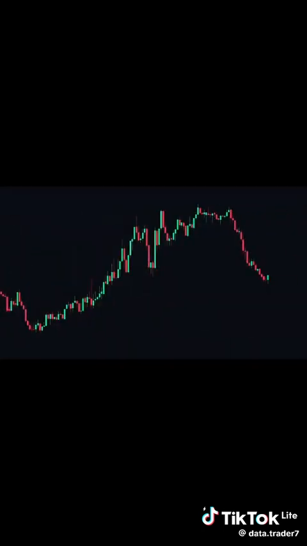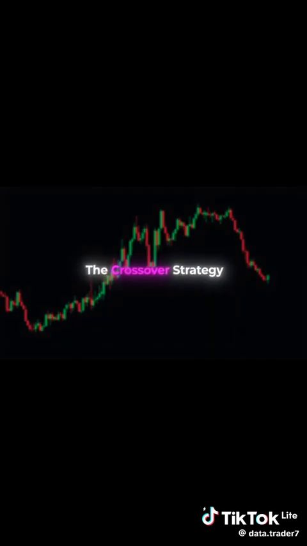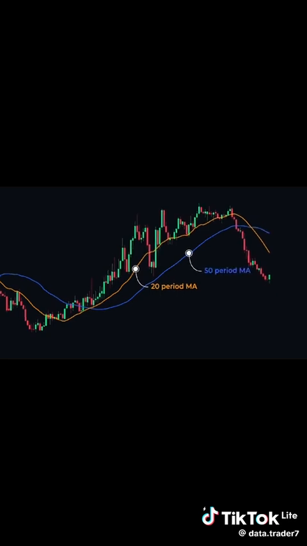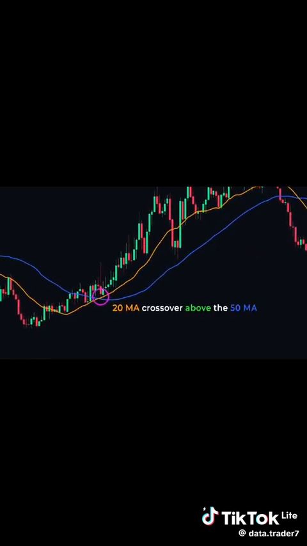So, the strategy is called the crossover strategy, but it's not the typical one you've probably seen everywhere. Here's how most traders do it. First, they'll apply 2 moving averages with different periods, like the 20-period and the 50-period. When the faster moving average crosses above the slower one, traders usually take it as a signal to buy.